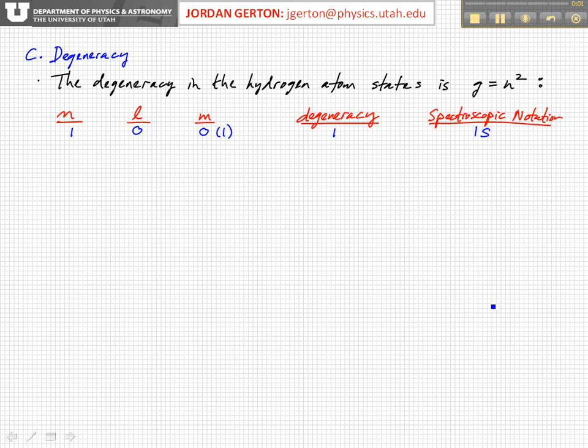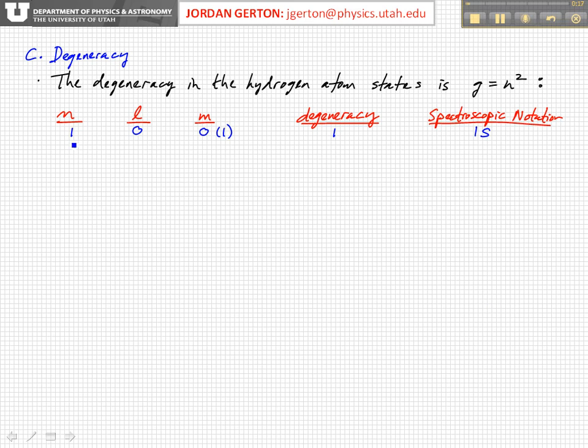Okay, so we know that all the states that have a particular principal quantum number will have the same energy, because the energy only depends on the principal quantum number. So let's just list some of these.